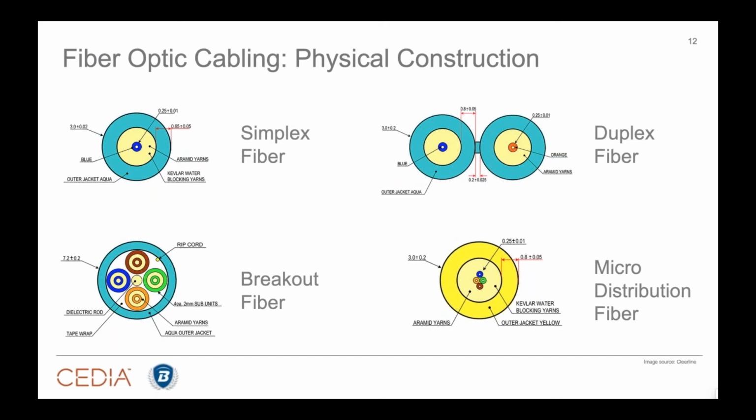Here's my recommendation to you. You never pull simplex, ever. Even if you only need one strand for your video distribution, don't do it. And that is because it is not standard. In the industry, electronics manufacturing, standard is to have two strands at a minimum, duplex fiber.